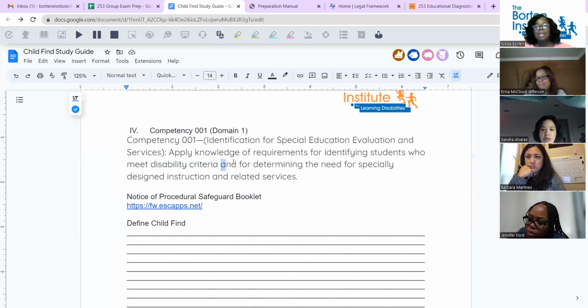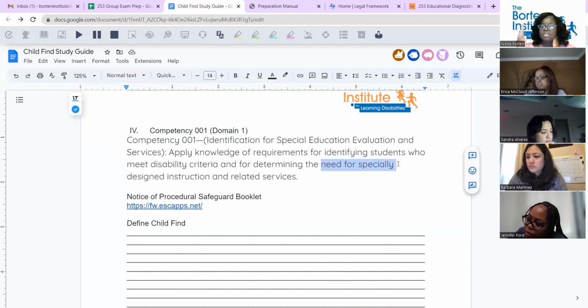The law says, and there has to be a need for specialized instruction. You have to have a disability criteria and show a need for specialized services, specialized instruction. Those two things are what qualifies a student for special education services. Okay, that is the foundation of everything that you will ever hear forever and ever about being an educational diagnostician: these two things.